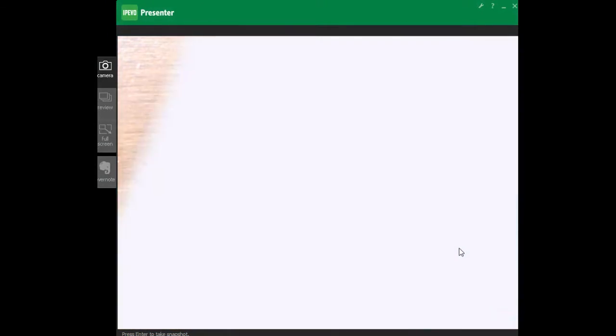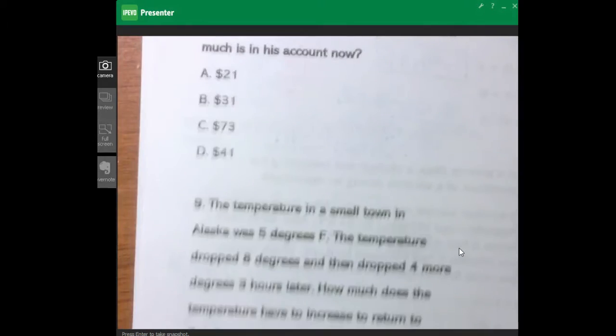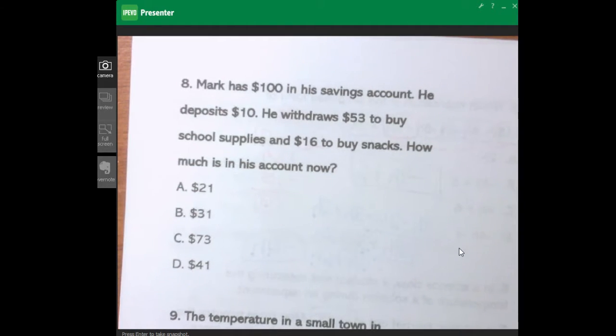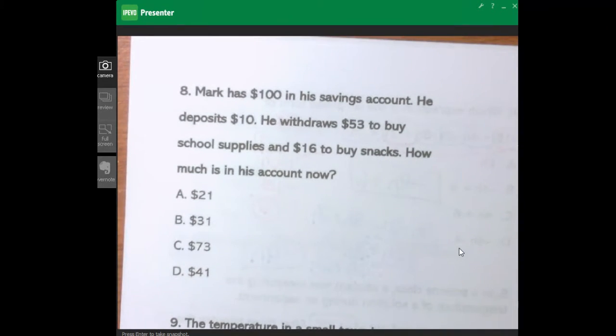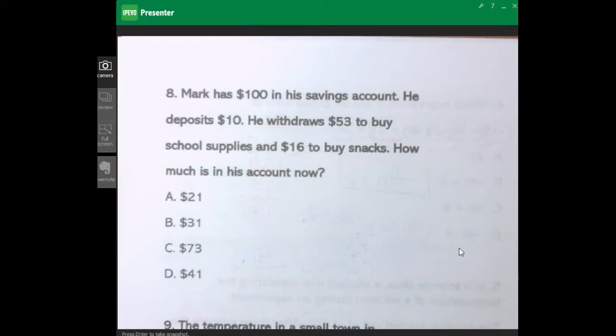All right, number 8. So Mark has $100 in his savings account. He deposits $10, withdraws $53 to buy school supplies, and $16 to buy snacks. How much is in his account now?